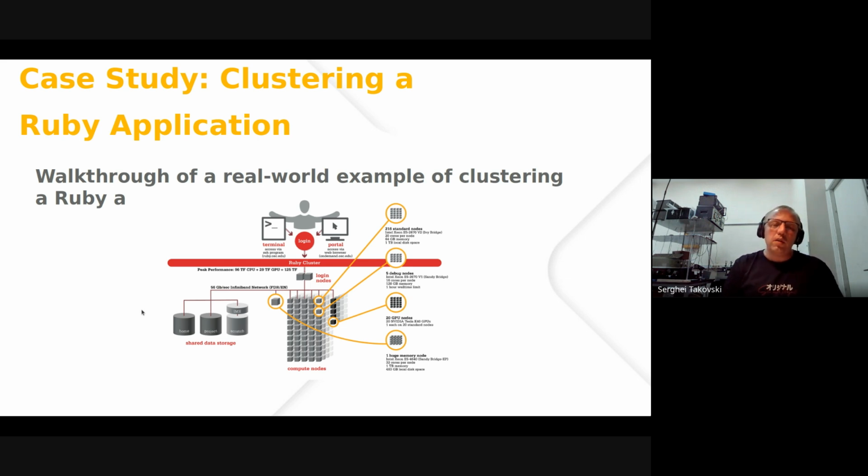It's one of the biggest clusters. I think it's the biggest cluster on Ruby in the world. And I think this cluster worked about 10 years in the same architecture.